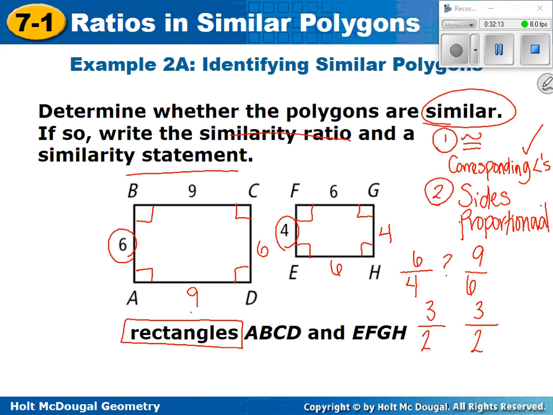So are these the same fraction? Yes. We would have to compare all 4 sides if they weren't the same. Does that make sense? So if this was not a rectangle, we would have to check the next pair and the next pair. But we already know 6 over 4 is 3 halves. 9 over 6 is 3 halves. So are all corresponding sides proportional? Yes.